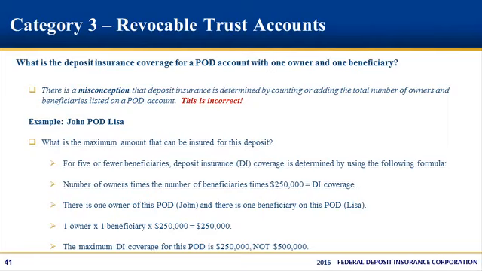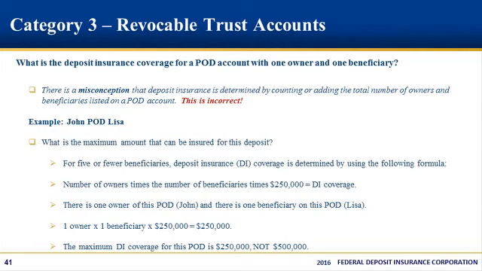maximum insurable amount. This example illustrates perhaps the single biggest misunderstanding we hear again and again in calculating FDIC deposit insurance coverage for revocable trust deposits. The misunderstanding or confusion is that depositors want to allow $250,000 for John plus $250,000 for Lisa, or a total of $500,000. This is not correct.